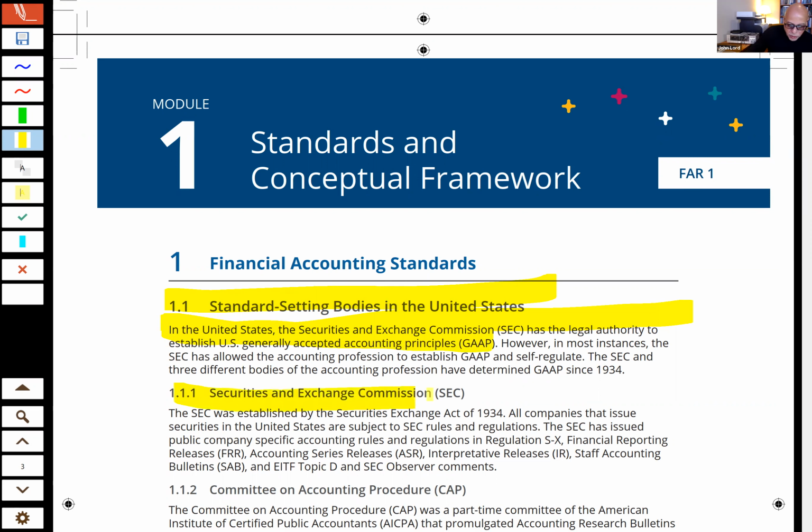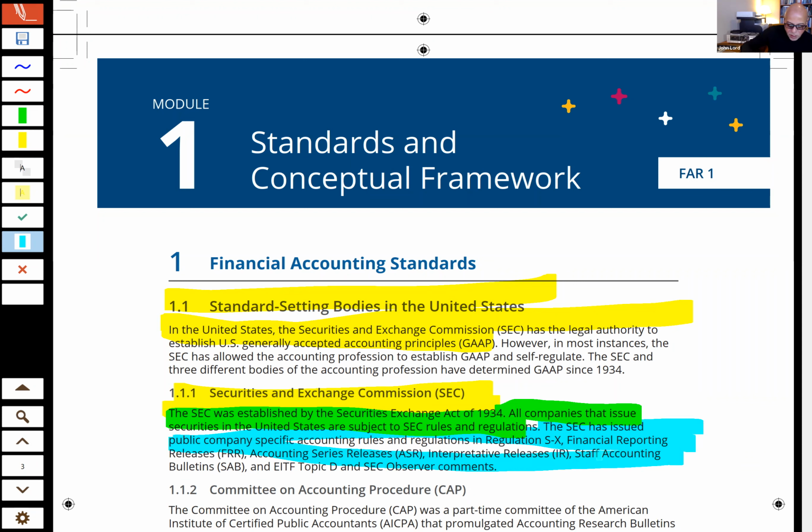Now, the SEC was established in 1934 under the Securities Act, coming after the Great Depression. The SEC regulates through the issue of interstate commerce, right? Because stock can be traded across state lines. Public companies are subject to SEC rules and regulations, and the SEC has issued a variety of items, including these SX regulations, financial reporting releases, etc. All of these different things the SEC issues.